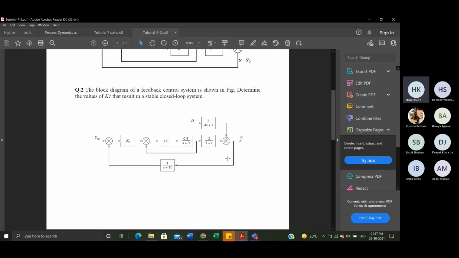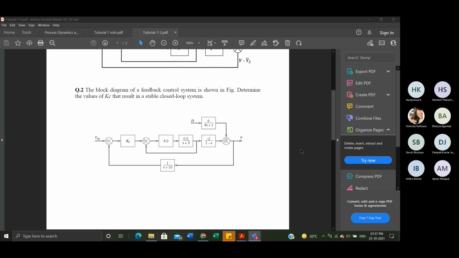Okay. So just to add, thanks Abbar. As Abbar indicated, the question here is to find the value of Kc that makes the system stable. And he also rightly pointed out that you have to look at the characteristic equation. You have to declutter the loop, make it a single transfer function, and look at the characteristic polynomial and see what is happening.